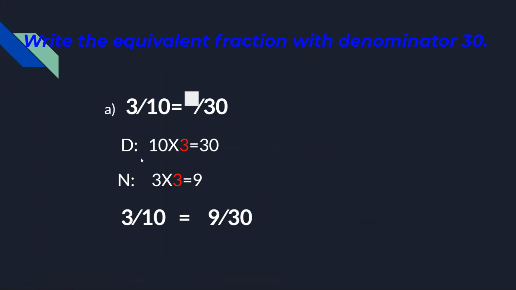Let us take the denominator of the left side, which is 10. 10 into 3 equal 30. The number which we are multiplying should be the same, so the numerator will be 3 into 3 equal 9. So our answer is 3 upon 10 equal 9 upon 30. The same number we multiplied with the denominator to see how 10 becomes 30, we multiply with the numerator to find the blank.